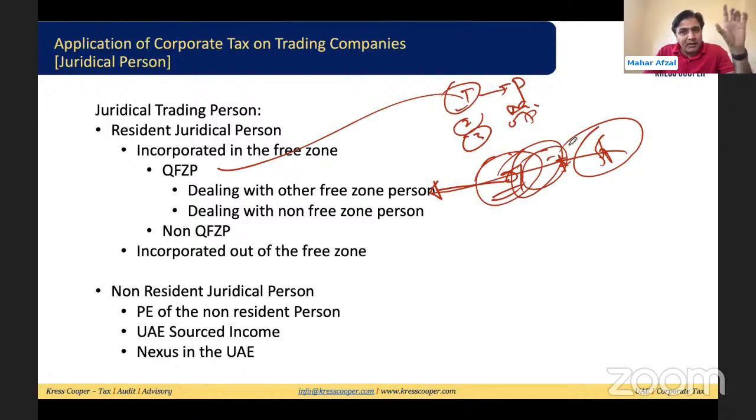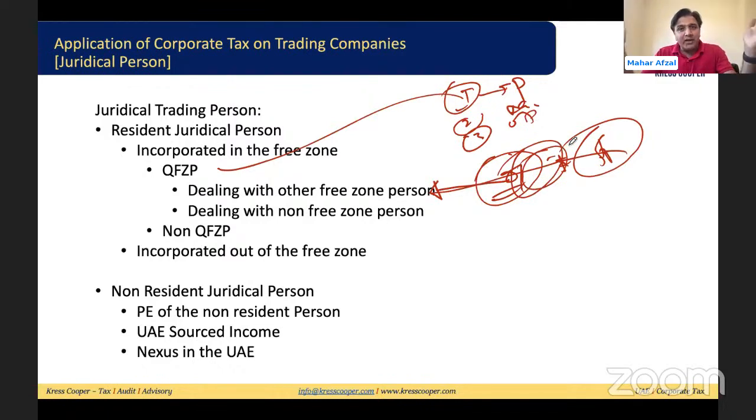There is a possibility that the Jafza company is selling the goods from Jafza to the mainland. There is a possibility that the Jafza company is selling the goods from Jafza to any other party across the globe. There is a possibility that the Jafza company is importing the goods from China and selling them to an African country. Multiple options are there.